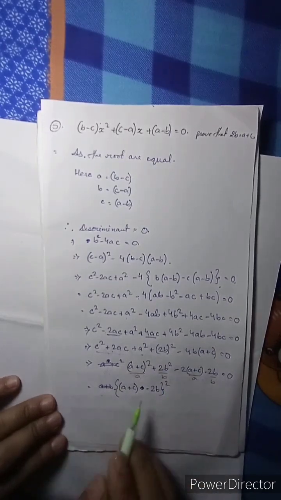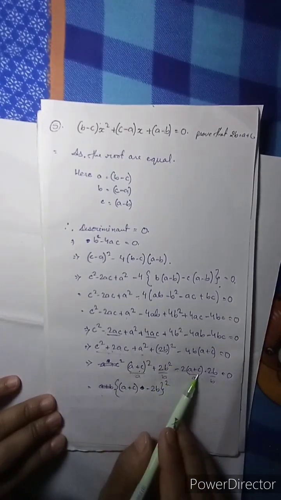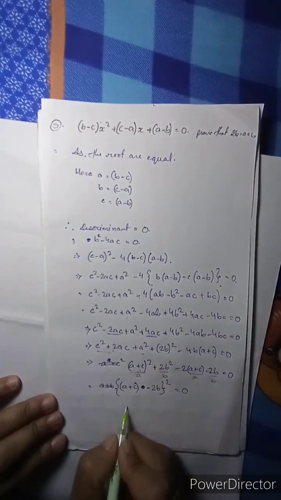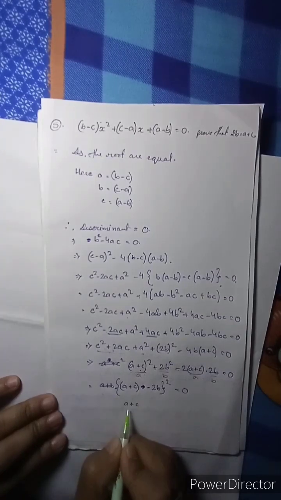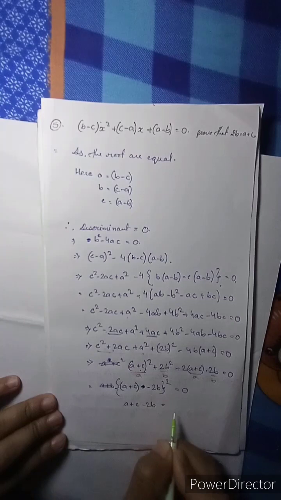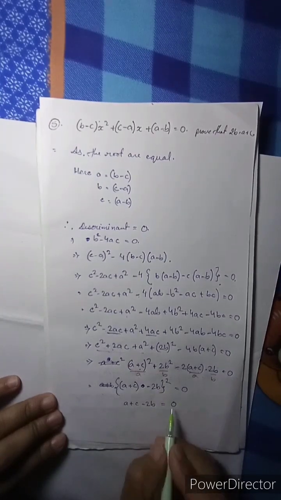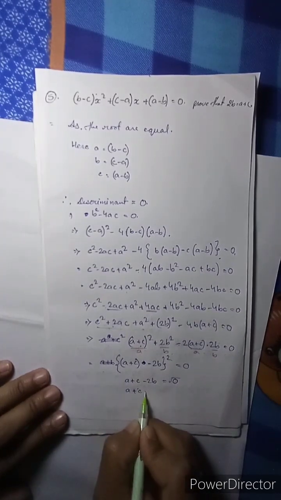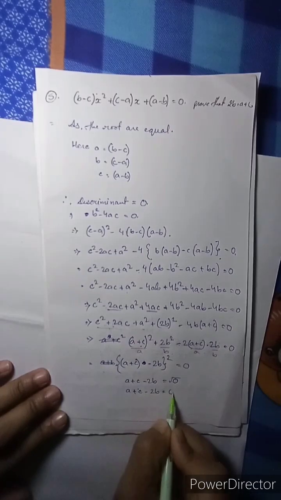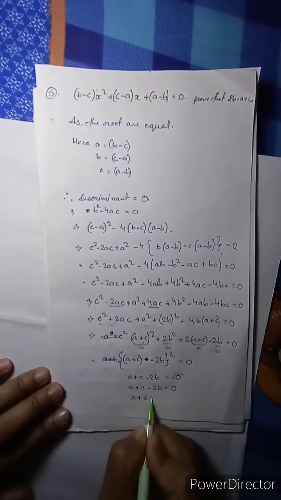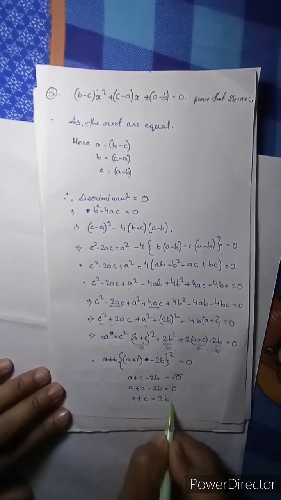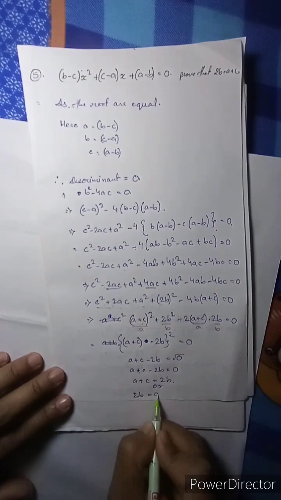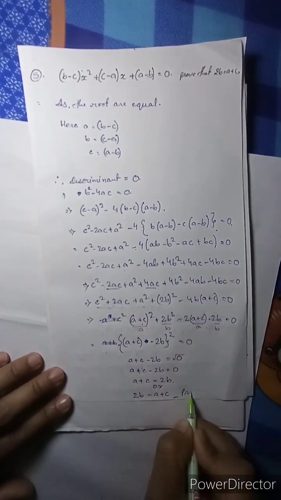So what I can do is A square minus 2AB plus B square, so we can put the formula of this, and after that A plus C minus 2B is equal to 0. This 2 will come this side, then A plus C minus 2B is equal to 0. A plus C is equal to 2B. So 2B is equal to A plus C, which is the proof.